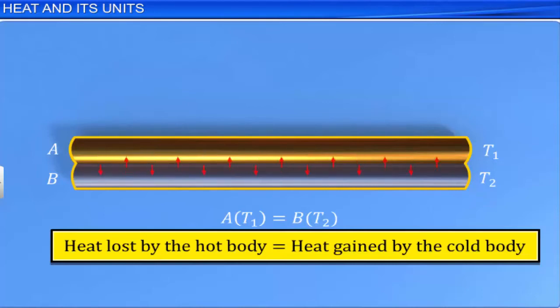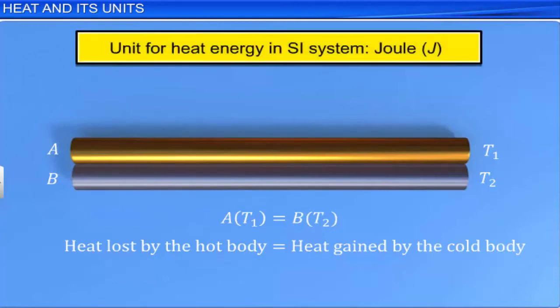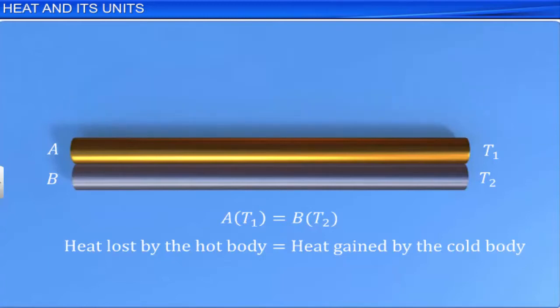The amount of heat energy transferred from one body to another is measured with different units in different systems. The branch of physics that deals with the measurement of heat energy is called calorimetry. Since heat is a form of energy, its SI unit is joule. In olden days, heat energy was measured in calories. Calorie is the CGS unit of heat energy. 1 calorie is defined as the quantity of heat energy required to change the temperature of 1 gram of water by 1 degree Celsius. That is, from 14.5 degrees Celsius to 15.5 degrees Celsius.